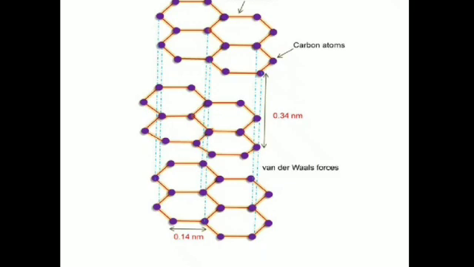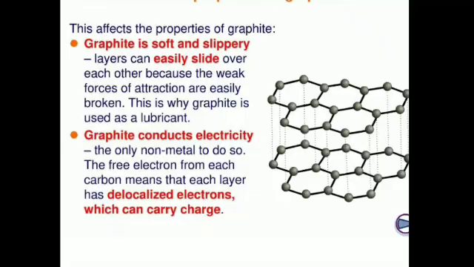So this will help in the property of lubrication, that is helping in decreasing the friction between surfaces. Is that clear? So this is the structure of graphite, and the different properties of graphite. The best example of graphite you have seen is the pencil lead, which contains graphite.